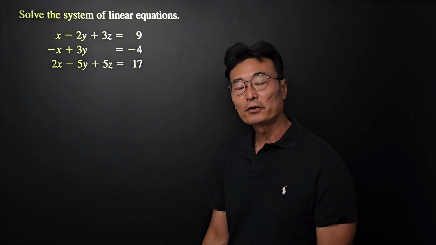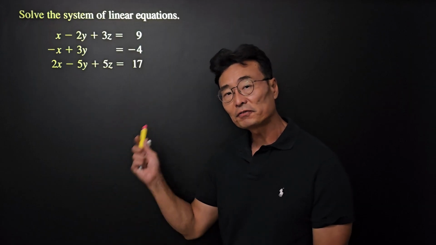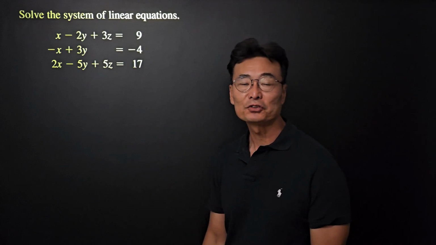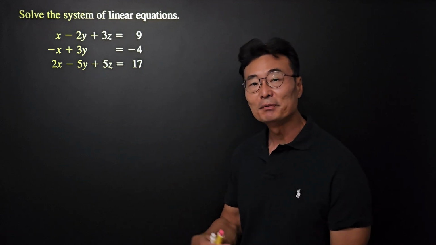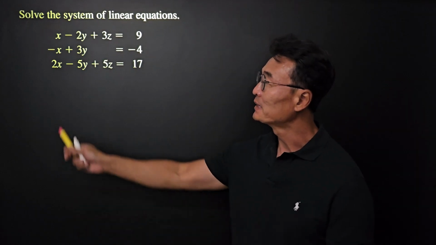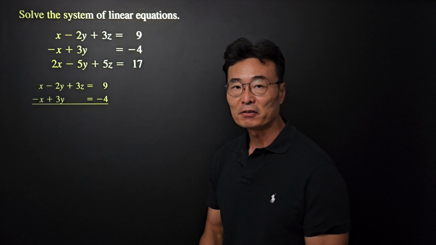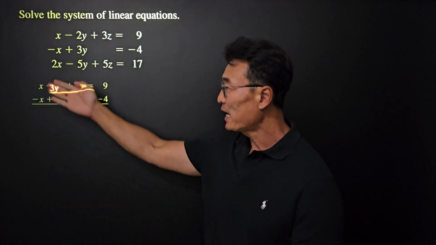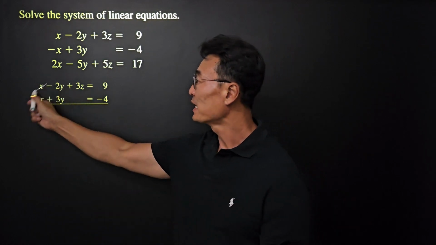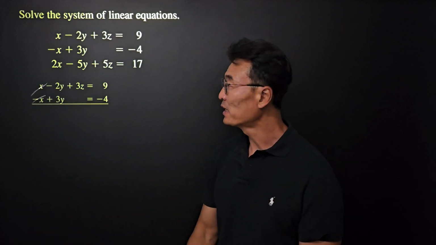Here we have three variables with three equations. To solve for x, y, and z, I'm going to be using two equations at a time to eliminate one of the variables. First, I'm going to be taking the first equation and the second equation, write them on top of each other like this, and I'm going to add up and down, where the x and the negative x will cancel each other out.